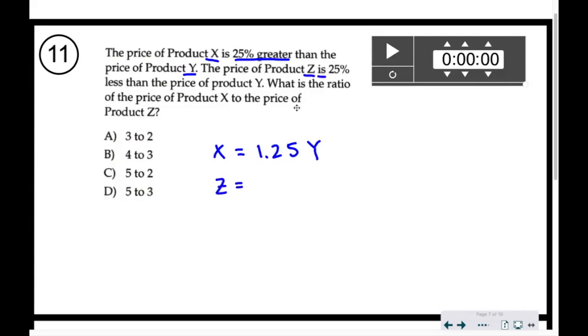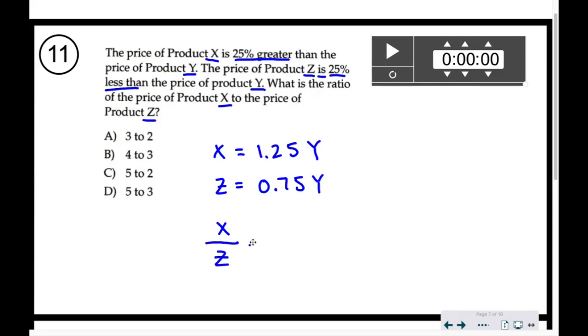Then if I go to the second sentence, Z is 25% less than Y. Well, 25% less would be starting at 100, taking away 25, and you get 75% of Y. So that's Z = 0.75Y. And then what is the ratio of the price of X to Z? A ratio is just another way to look at a fraction. That's just X over Z.